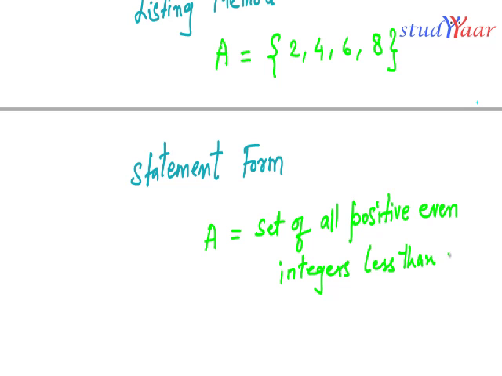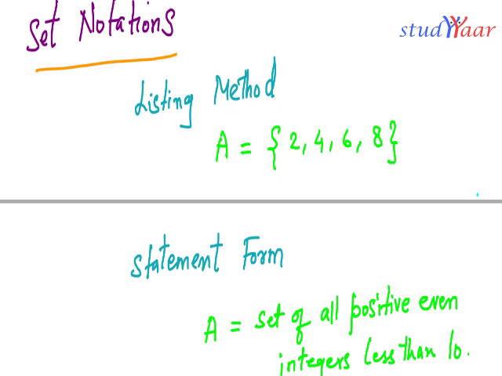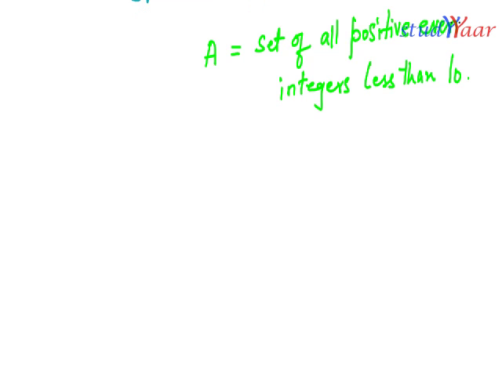Okay, so this is another way of representing the same set A. And the final method of representation is known as the set builder notation. We are going to see that as well. In a set builder notation, you would represent A something like this.